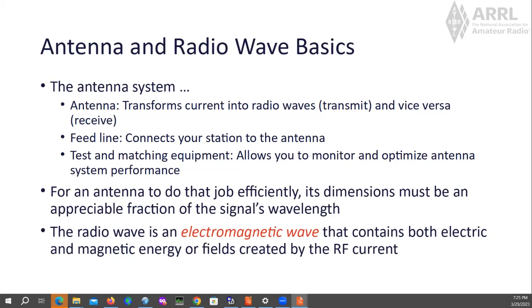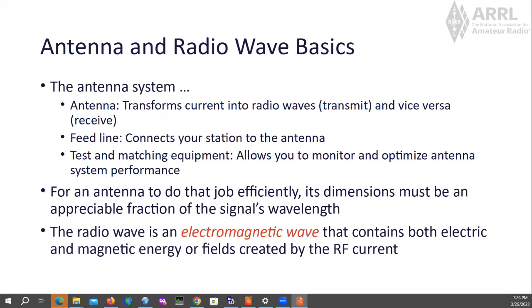The radio wave is an electromagnetic wave that contains both the electric and magnetic energy or fields created by the RF current. I'm going to explain that just a little bit more. When an electrical current moves in an antenna, and if you remember our sinusoidal wave that we were looking at on Rick's equipment that was up and down, this is our RF signal entering the antenna, and this causes current to flow.